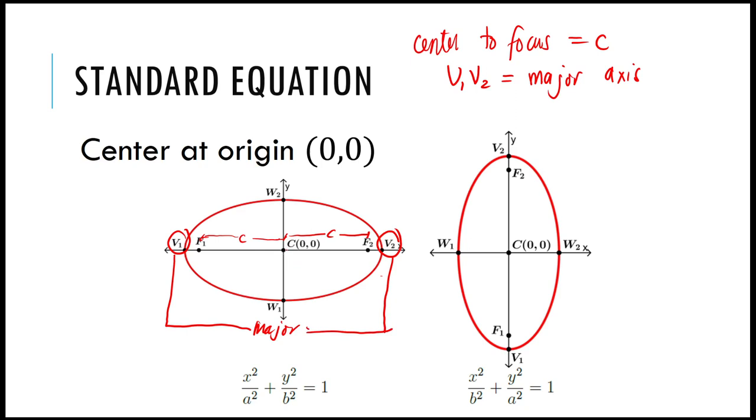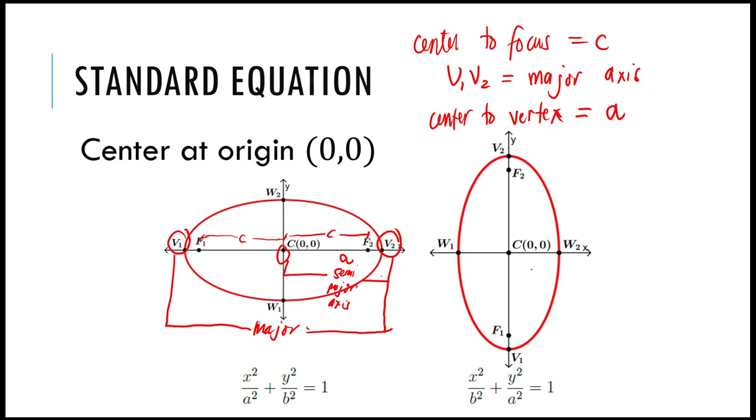At yung distance mula sa center papunta sa isang vertex is called the semi-major axis. Semi kasi kalahati ng major axis, semi-major axis. Center to vertex, one vertex. Yung vertex to vertex, that is major axis. Yung kalahati or yung center to vertex, that is the semi-major axis. Yung distance na po yun is A. Yung A na yun, yun actually yung nandito sa ilalim ng ating standard equation, yung A squared. Yung length ng semi-major axis, yun po yung A.